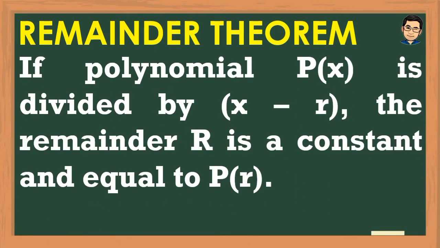A polynomial p of x is divided by x minus r. The remainder r is a constant and equal to p of r. Okay. So kapag yung polynomial dinivide dun sa binomial, of course, the remainder r is a constant. So tatlo lang naman ang magiging remainder dito. It's either positive integer, negative integer, or 0. Okay? And then equal siya sa p of r. So, yung p of r na yan, malalaman nyo mamaya kung ano yung ibig sabihin yan.